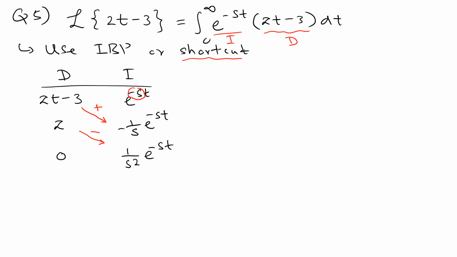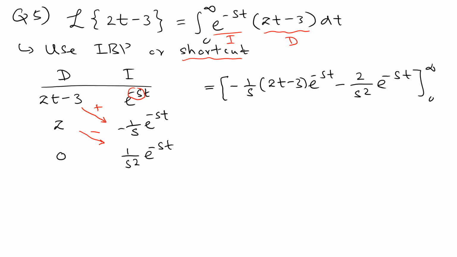So it is going to be negative, so you can multiply. So we write this one as negative. If you multiply the first one, you get negative 1 over s, and then we have 2t minus 3 e to the minus st. That is the first product. The second product is still negative, so it is going to be negative 2 over s squared e to the negative st. And again we can evaluate this at infinity and 0.